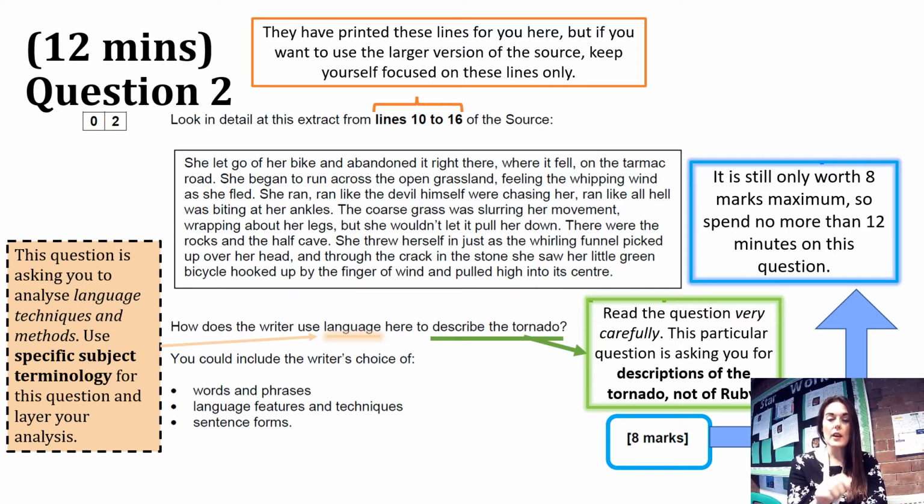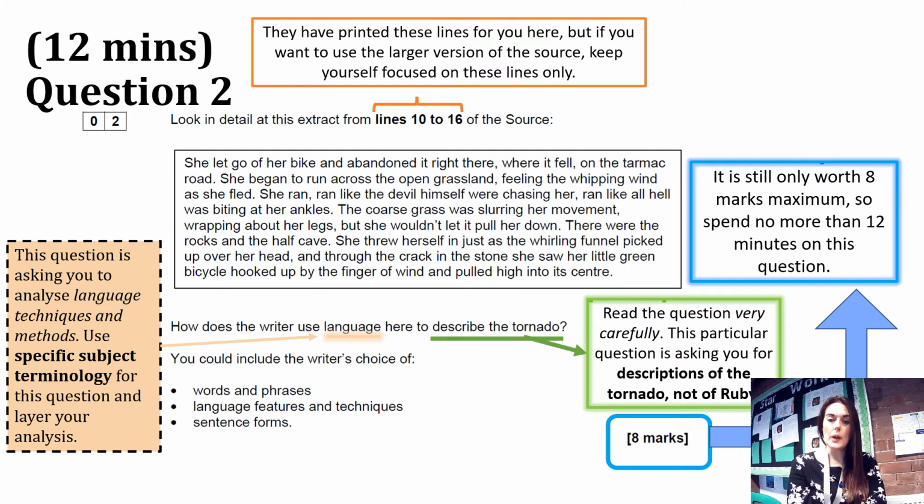Then I want you to think of, do you know what those techniques are? Remember, some things have multiple meanings, or multiple techniques. So for example, you've got this sentence here: she ran like the devil himself were chasing her. Well, you've got religious imagery, you've got a simile, you've got the repetition of ran, you've got the verb chasing. Different people will see different things.